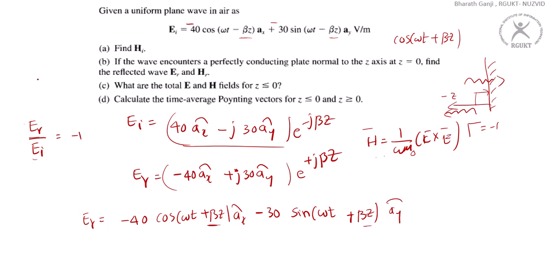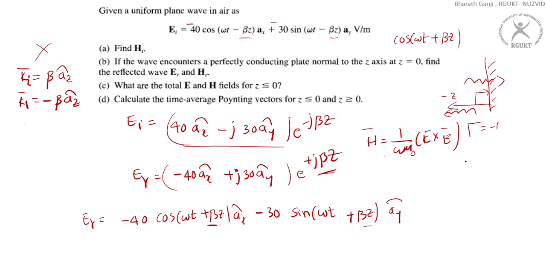What is the k bar vector in our scenario now? If you write the k bar vector as beta times az cap, then you are mistaken again, because that is the k bar vector for the incident wave. For the reflected wave, the k bar vector is minus beta times az cap because it's a wave traveling in the opposite direction, as you can see here.